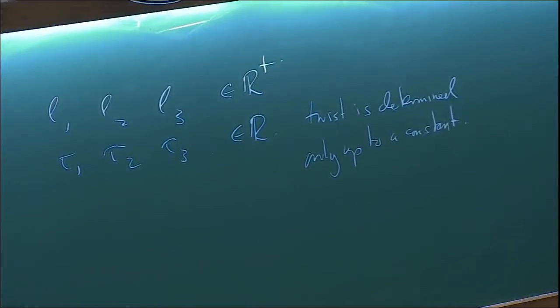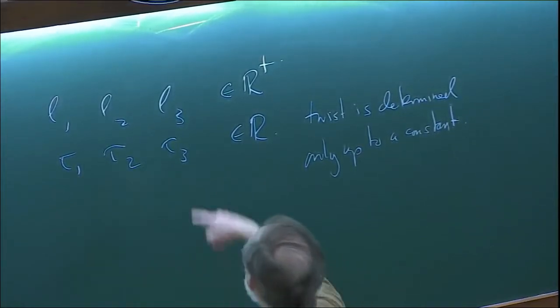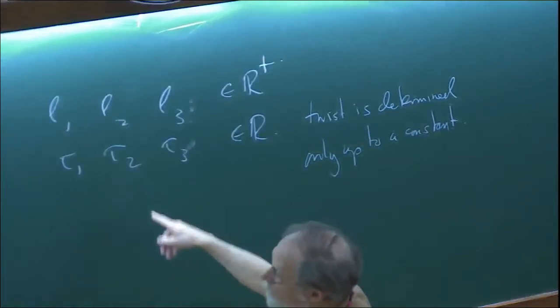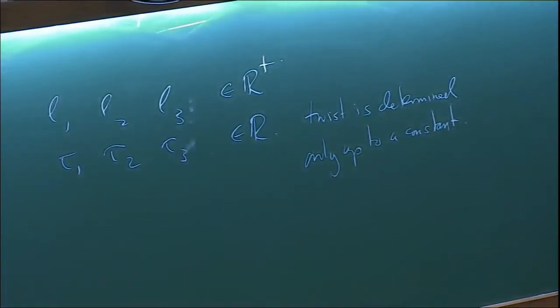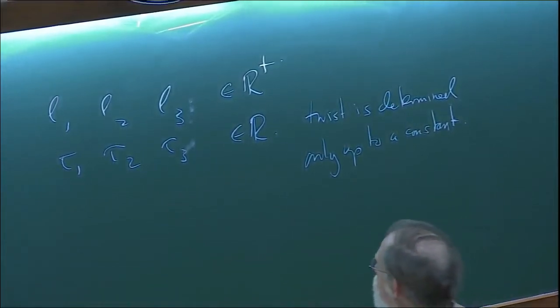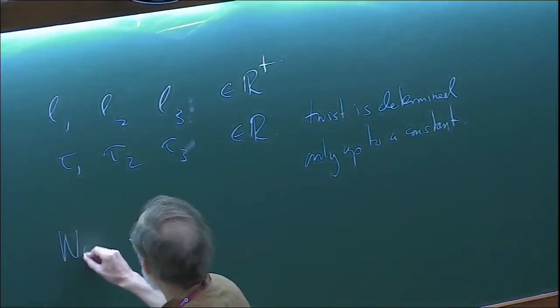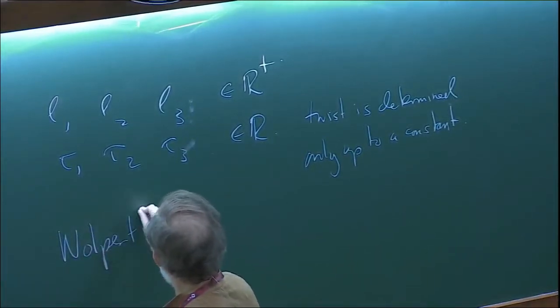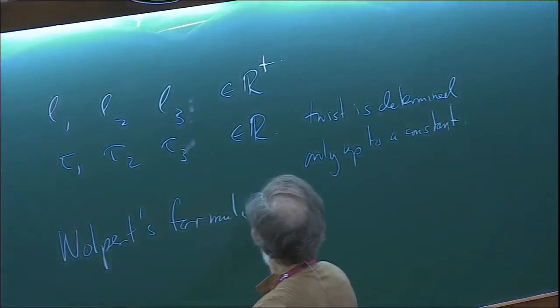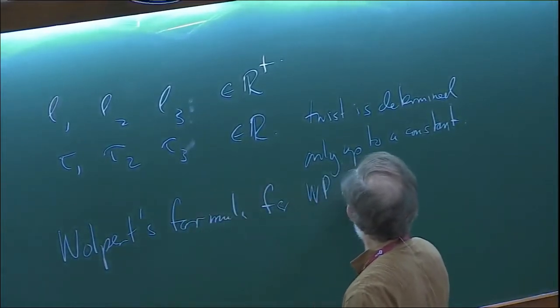And then you will notice that we have two real coordinates for each one of the curves, and that's where this real dimension comes from. And so now I think I can tell you what the Weil-Petersson metric is. This is one description of it. This is Wolpert's formula for the Weil-Petersson metric.